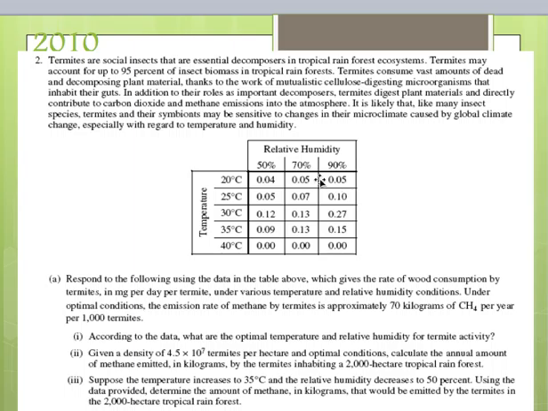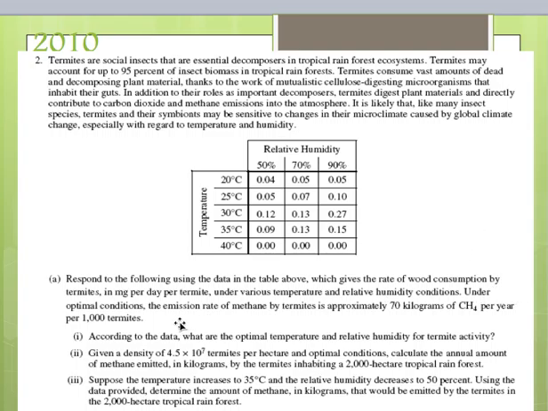So this is a rate of wood consumption. So I always think, well, what's the biggest number? What's the smallest number? The biggest number is 0.27. And so it looks like at 30 degrees Celsius and 90% humidity, that's when termites are really ramping up their consumption of wood. That's when they're most active. And the opposite would be, at 40 degrees Celsius, termites are not consuming any wood at any of the humidities. Okay, so they really don't like 40 degrees Celsius. Okay, let's see what else they have to tell us.